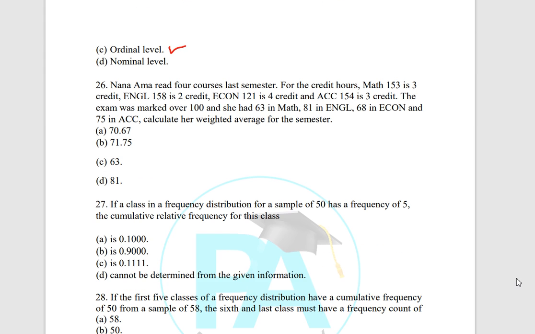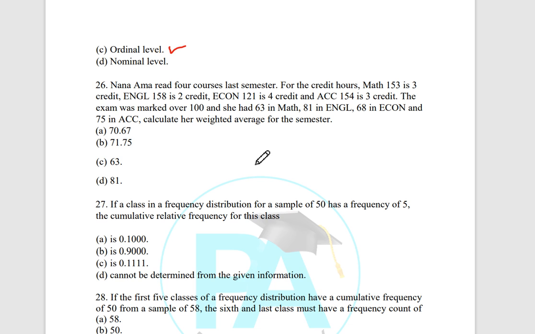Question 26 says, Nanama read 4 courses last semester. For the credit hours, Math 153 is 3 credits. English 158 is 2 credits. Econ 121 is 4 credits, and ACC 154 is 3 credits. The exam was marked over 100, and she had 63 in math, 81 in English, 68 in Econ, and 75 in accounting. Calculate a weighted average for the semester.